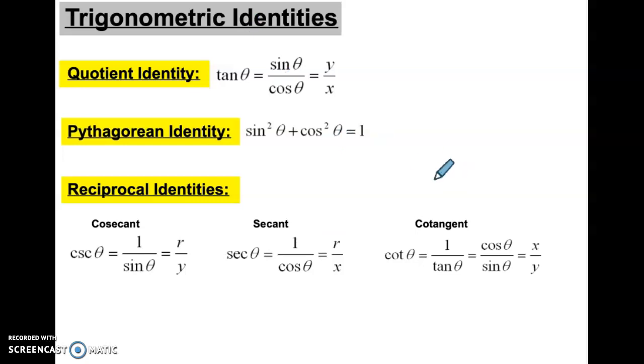So here are our trig identities that we did in grade 11. These are the ones that I would expect you to be familiar with. We will be learning some new ones later on in the course when we enter our trig unit.